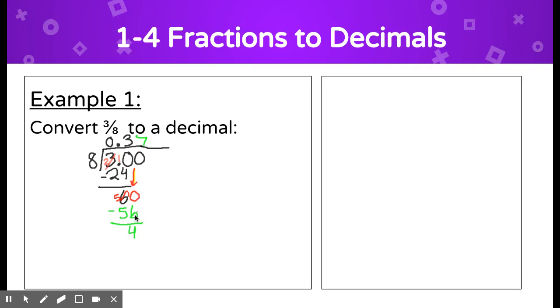Then we don't have a 0 yet. So we add another 0, bring that down. Sorry for all the colors. I'm trying to get back to my black marker.